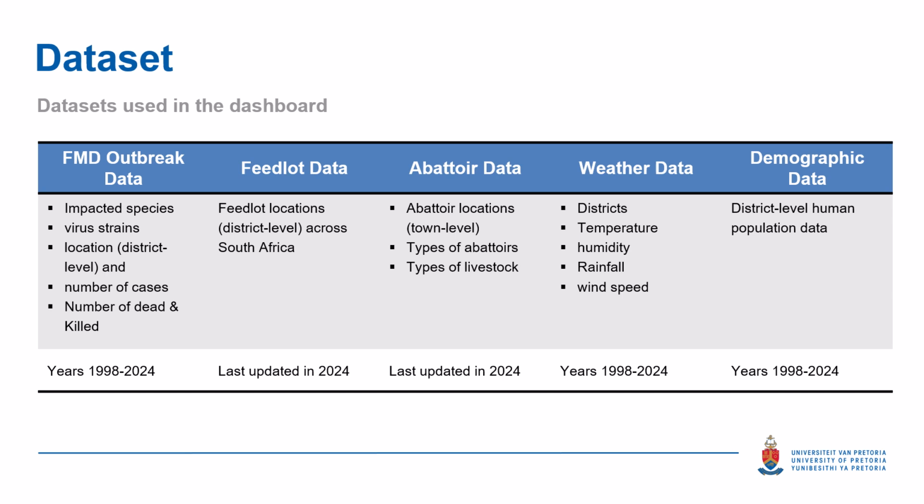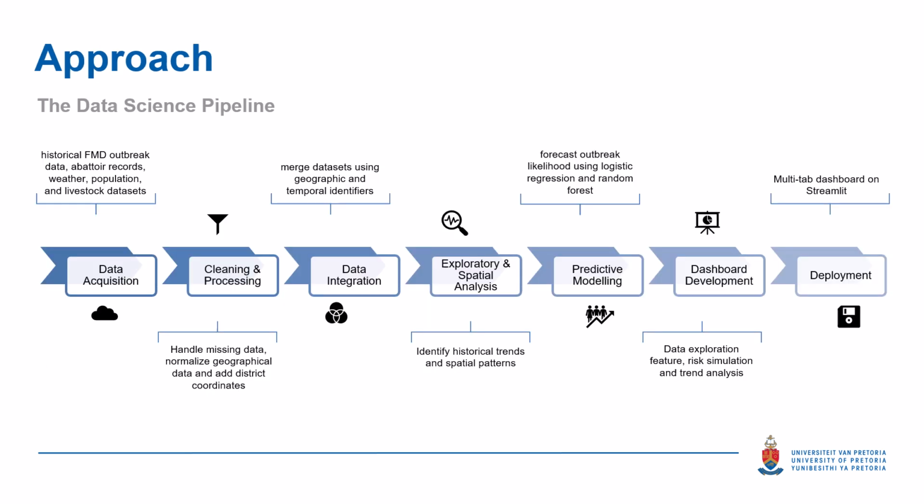We received multiple siloed datasets from our project partner, which we then integrated using districts as the common key. The master dataset then contained data related to foot and mouth disease outbreaks, such as the virus strains and the number of cases. We also included feedlot data and their locations, the types of abattoirs, weather conditions such as temperature, humidity, and rainfall, and we also included human demographic data.